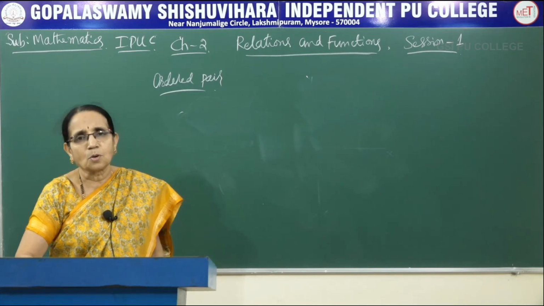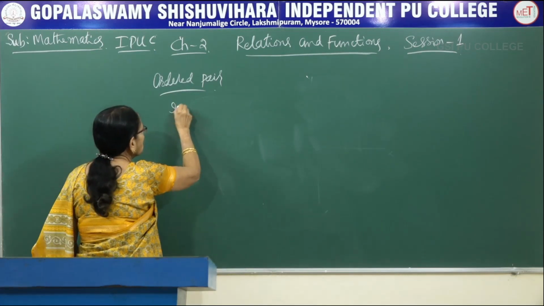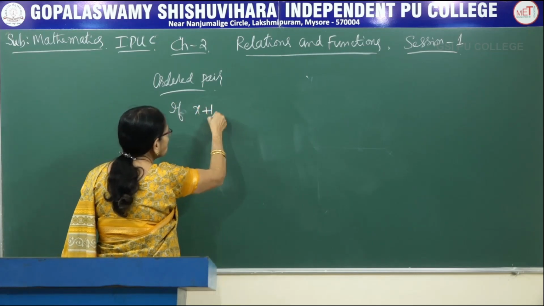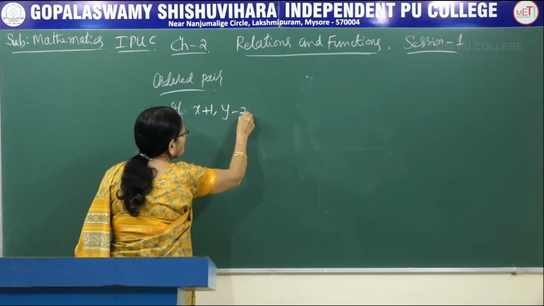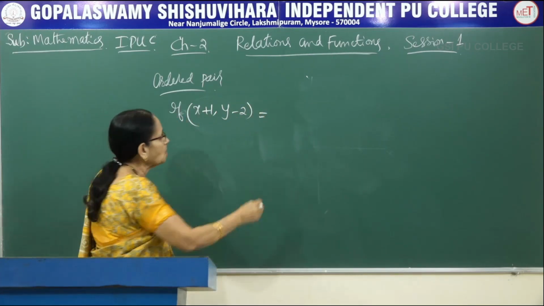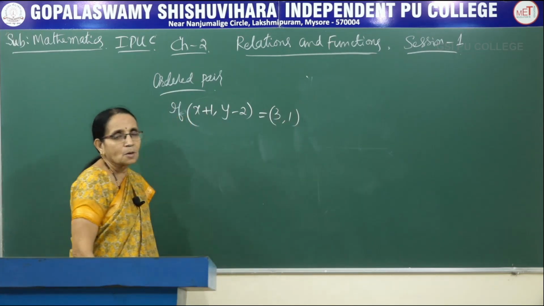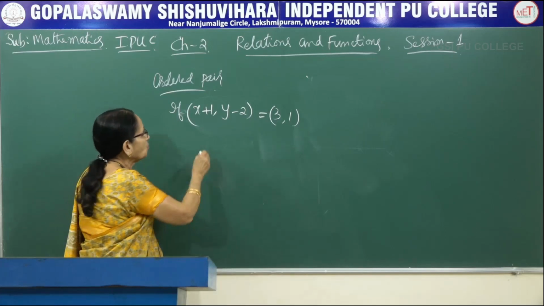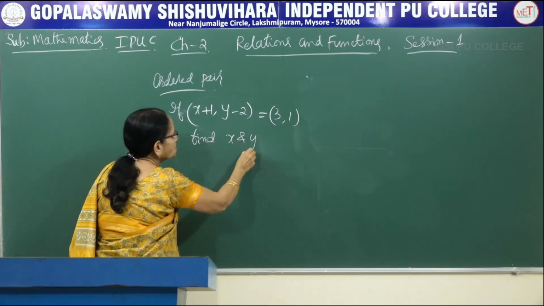Now, let me work out some problems here. The first problem is like this. If (x + 1, y - 2) is equal to (3, 1), what you have to do here is find x and y.